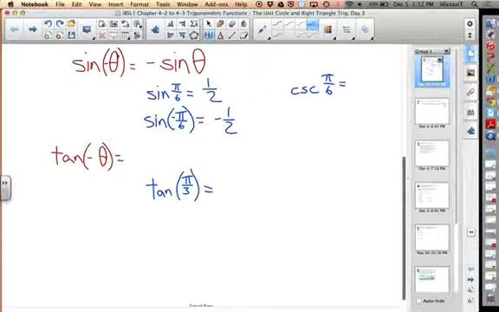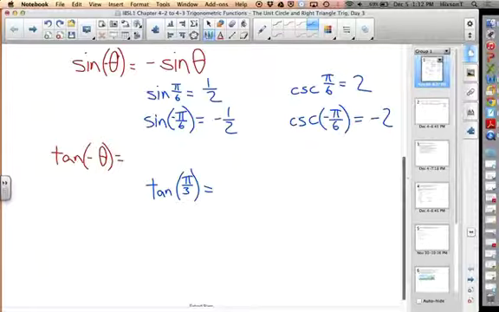What's the cosecant of pi over 6? 2. Because the sine of pi over 6 is 1/2, so it's a reciprocal. So the cosecant of negative pi over 6 is negative 2. Okay.